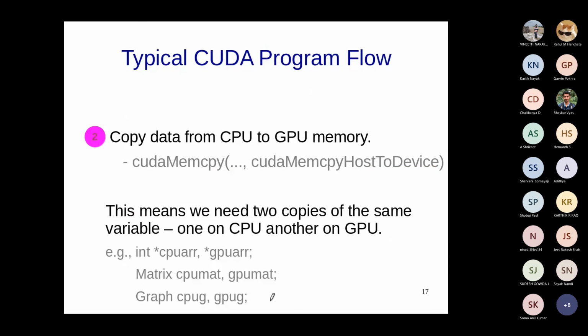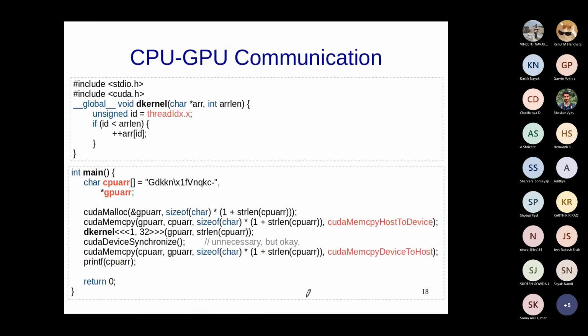Okay. And this, as Adarsh was asking, do we need to really maintain two copies? Well, yes. And therefore, you will see in many GPU codes, CUDA codes, there is a CPU array and then a GPU array, CPU matrix, GPU matrix, CPU graph, GPU graph, right? So these are likely to be there in many of the codes. And now you know the reason why that happens.